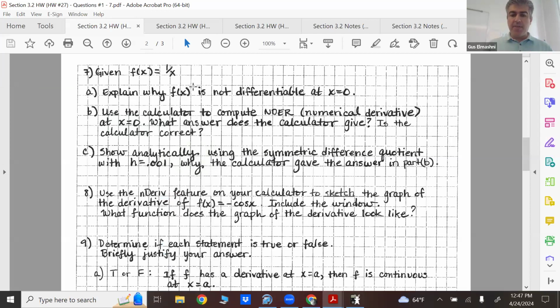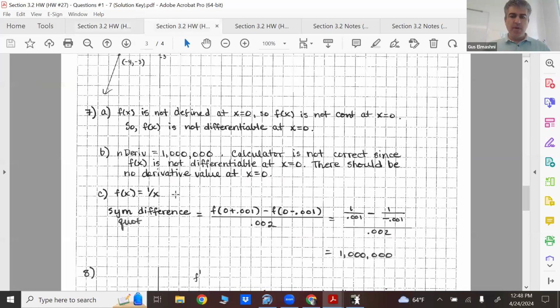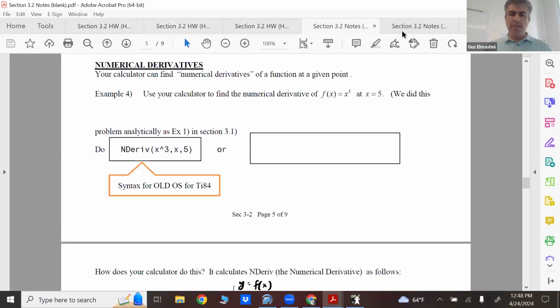But what does the answer to the calculator give? Is it correct? No. They show analytically the symmetric difference quotient, which I just showed you guys. So the answer is all right here. Hopefully it all makes sense. I did give you guys the answer key anyway, so hopefully you're able to make sense of it. That might help the notes a little bit. So any questions at all? No? All right, let's move on. Let's go to the notes. Then we'll hopefully do the rest of the homework afterwards.